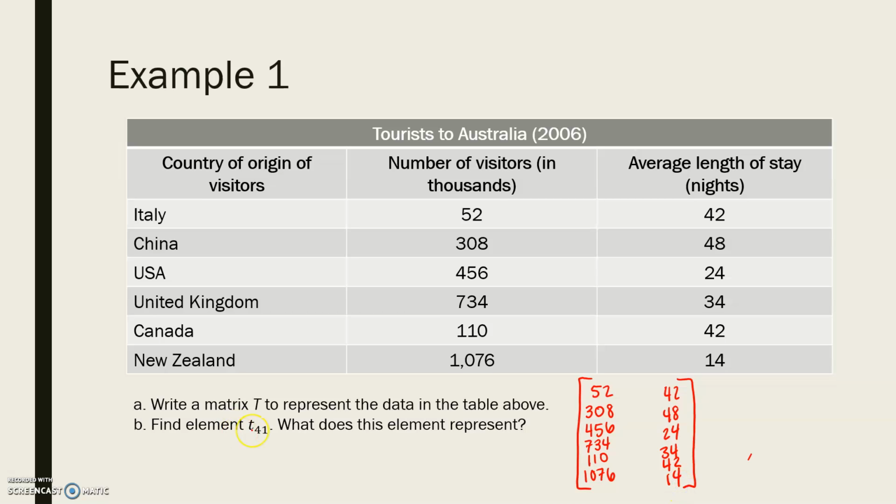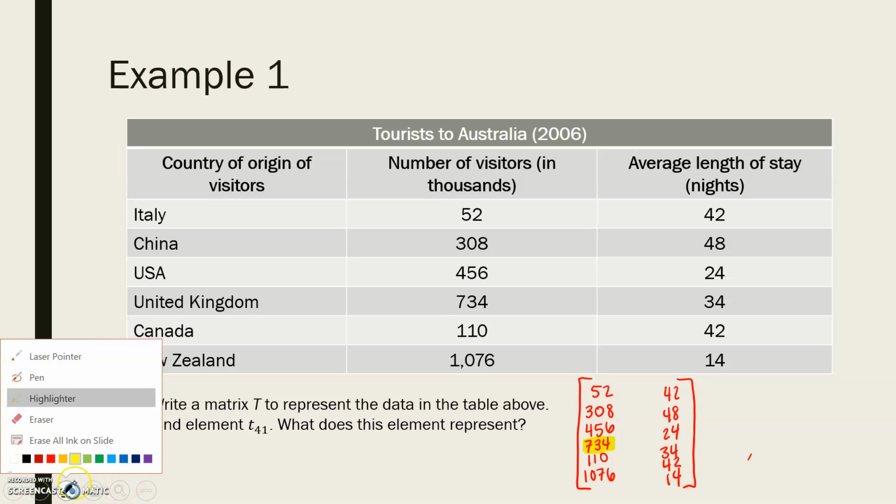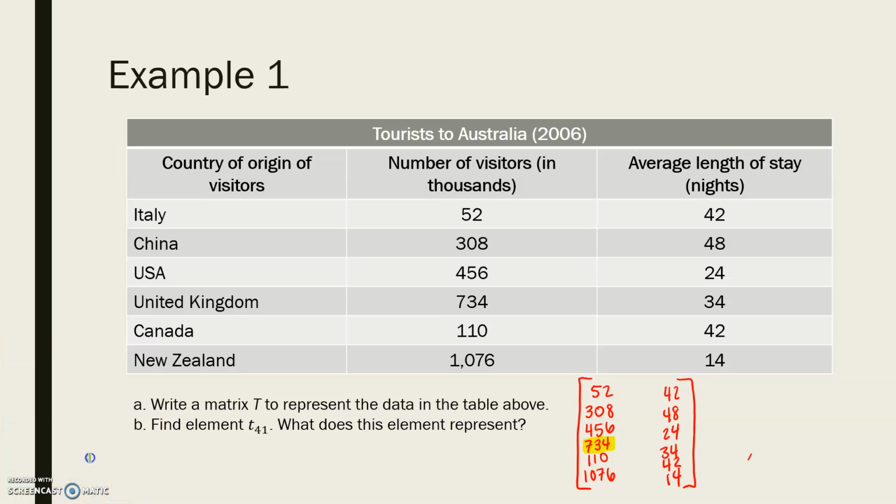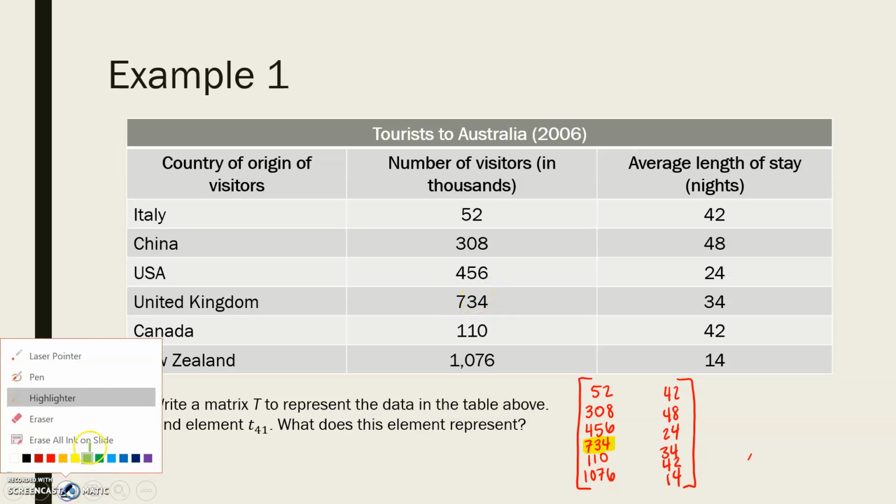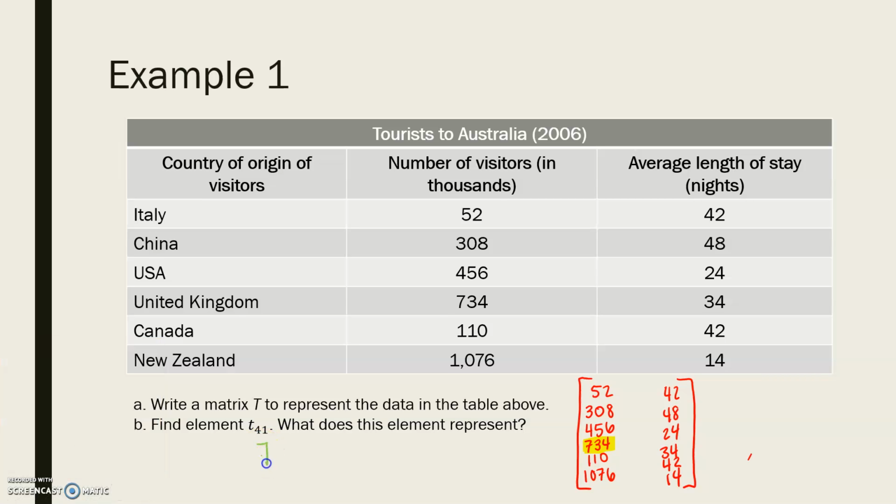And then when it says find element T41, I'm going to go to the fourth row, first column: 1, 2, 3, 4. So it's 734, but what does this mean? It means that there were 734,000 visitors from the UK.